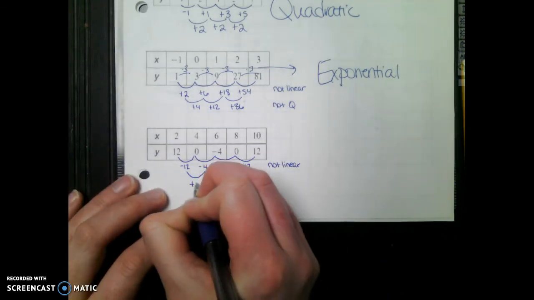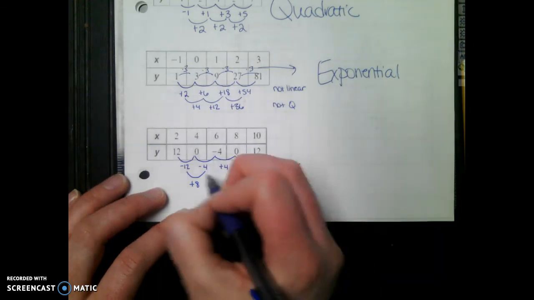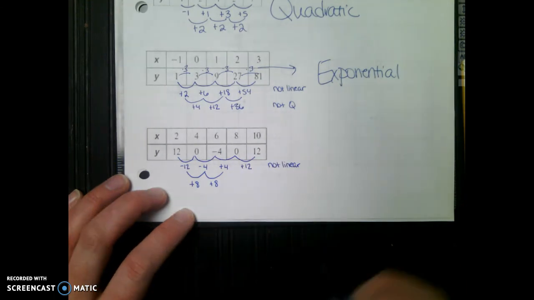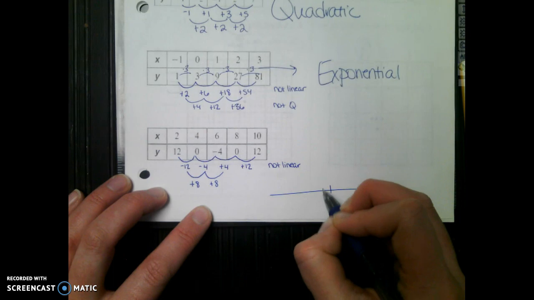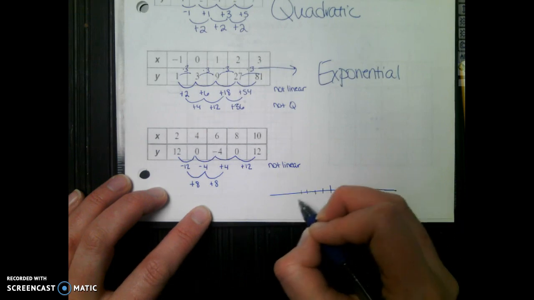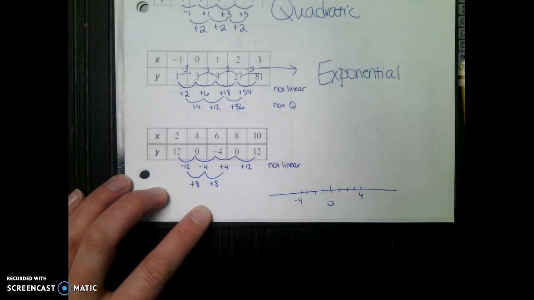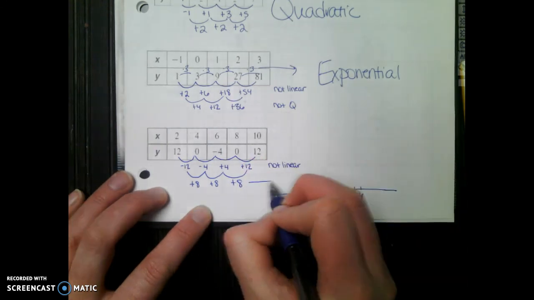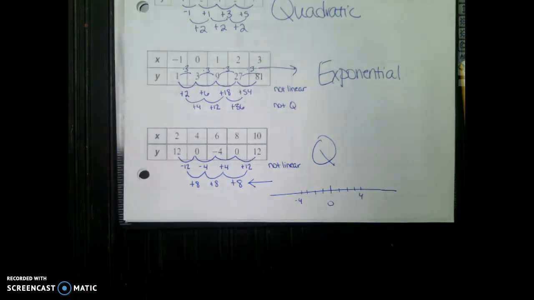Okay, if I was on a number line, to get from -12 to -4, I have to add 8. To get from -4 to +4, I have to add 8. And if you need to draw out a number line for yourself so you can figure this out, go for it. Here's -4. Here's +4. That's 8. And from 4 to 12, that's adding 8. Because the second level is the same, this is quadratic.